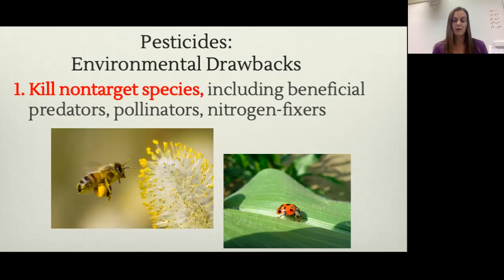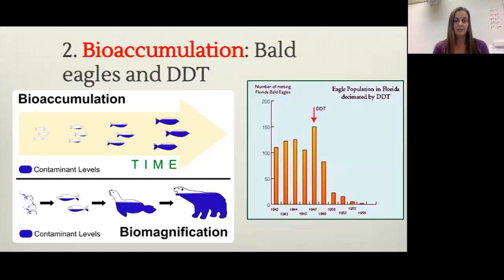In the case of a ladybug, they might be pollinators in the case of bees. They might be our nitrogen fixing bacteria that we need in order to fix the nitrogen in the soil in order for the plant to grow. So that's one of our major drawbacks, is that they kill broad groups of insects. Not all of them are pests. Then we have this idea of bioaccumulation.